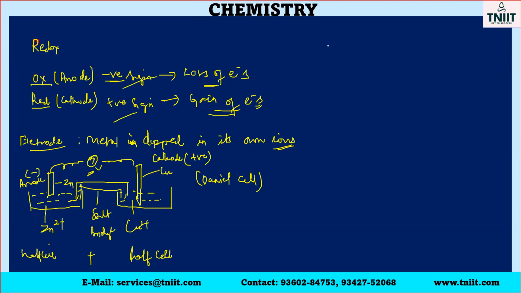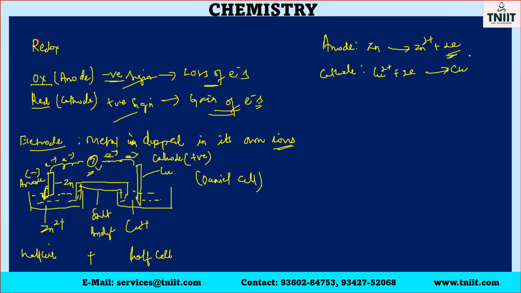Now, at the anode, oxidation always takes place. So zinc will dissolve into solution as zinc ions and electrons. These electrons will move towards the copper electrode. At the cathode, reduction has to take place. Reduction means gain of electrons. So these electrons move towards copper, and the copper ions accept electrons and get reduced to copper.